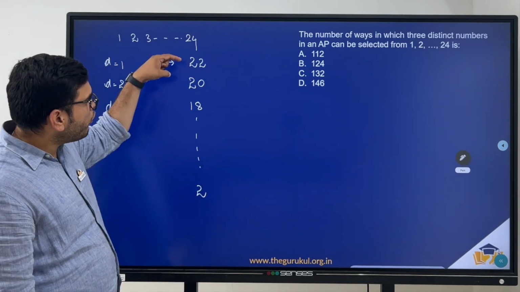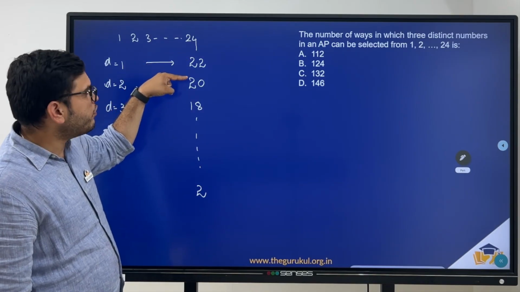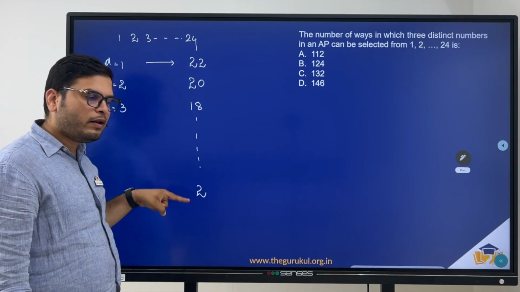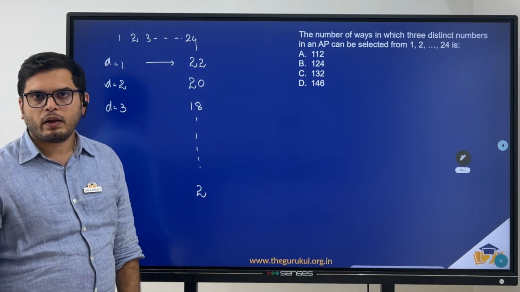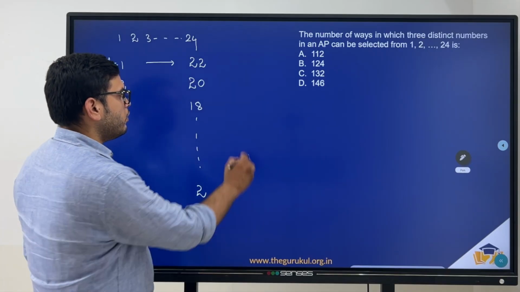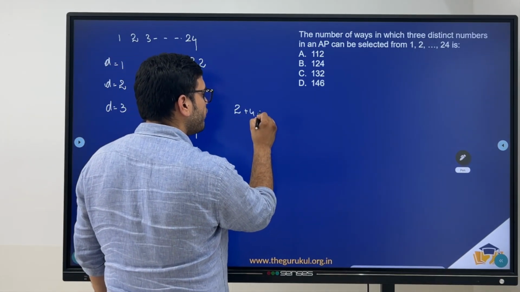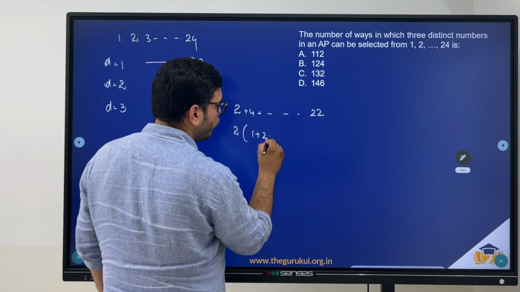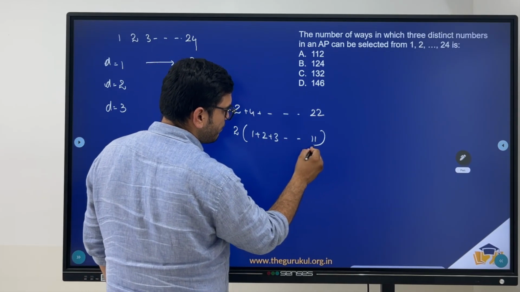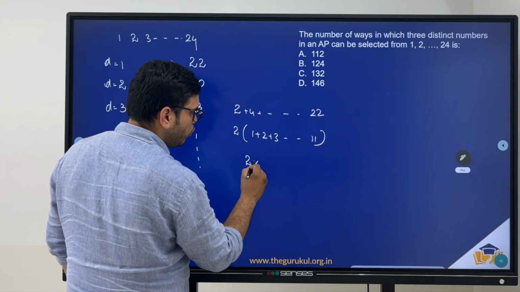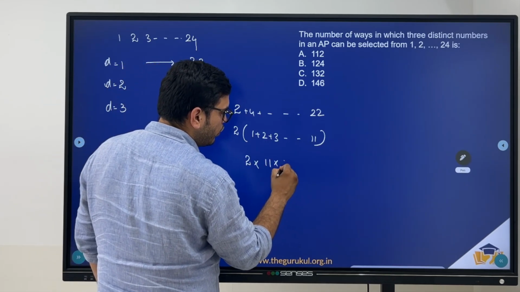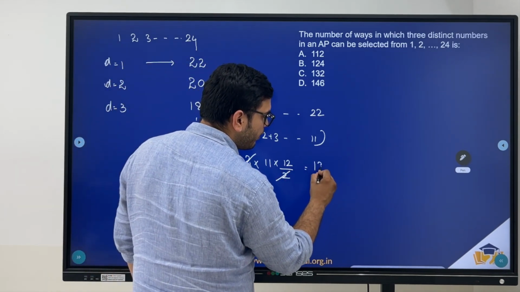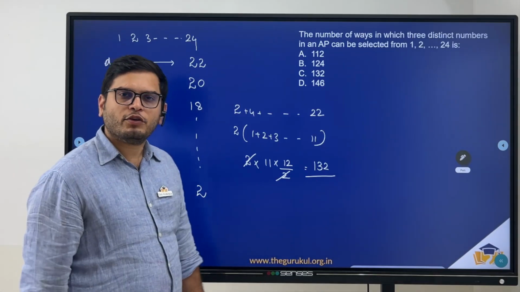If you observe, 22, 20, the difference is 2; 20, 18, the difference is 2; next will be 16, next will be 14, 12, so on till 2. So how many progressions are there? 2 plus 4 plus so on till 22. Let me take 2 common, then we'll have 1 plus 2 plus 3 so on till 11. Sum of the first 11 natural numbers. So 2 into 11 into 12 by 2. These two will get cancelled. 11 into 12, 132 should be the answer to this question.